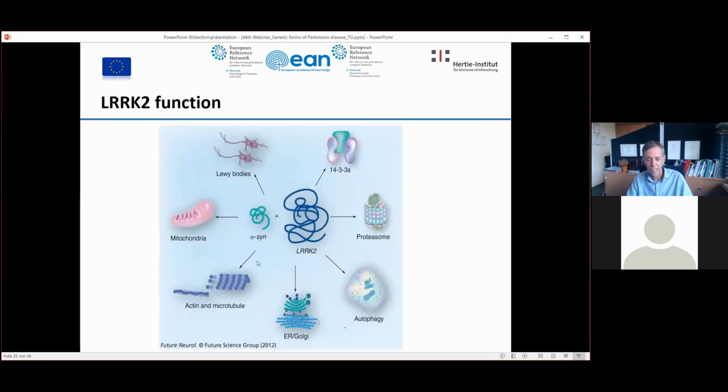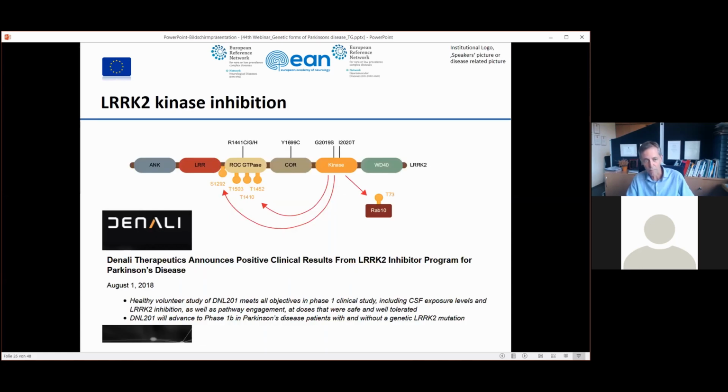And this gain of kinase function, again, affects a lot of cellular processes like mitochondrial function, microtubule, microvesicle processing in the cell, autophagy, which is a protein removal function in the cell. So the effects of the LRRK2 gene are very variable, but the function is simply an increase in its kinase capacity. So LRRK2 hyperphosphorylates other proteins, and that leads to the dopaminergic degeneration.